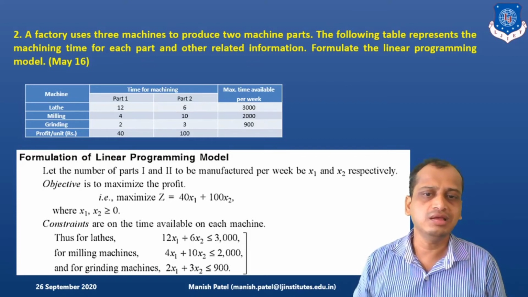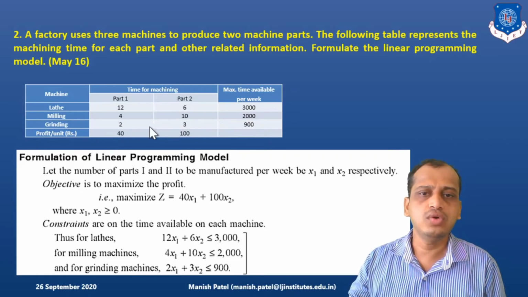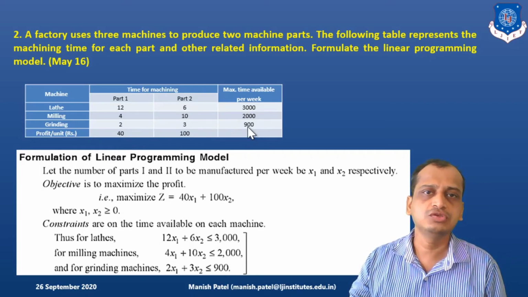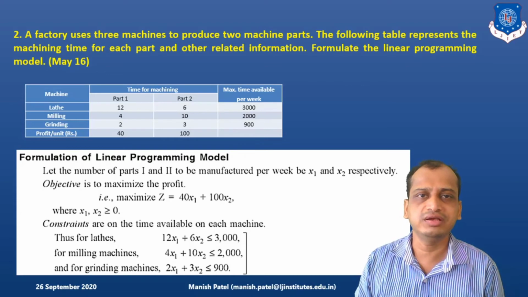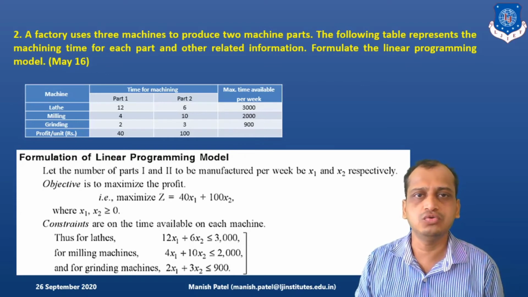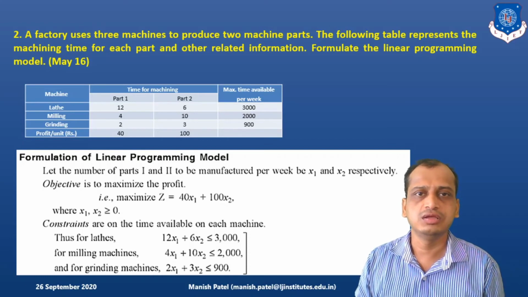For milling, the constraint is 4x1 plus 10x2 less than or equal to 2000. And finally for grinding, 2x1 plus 3x2 less than or equal to 900. That is our third constraint. And obviously we also have to add x1 and x2 greater than or equal to 0, which is the non-negativity constraint, because the parts to be manufactured have to be positive, or equal to 0.